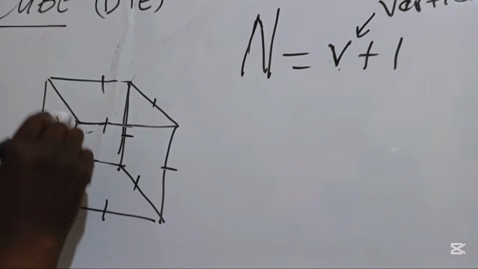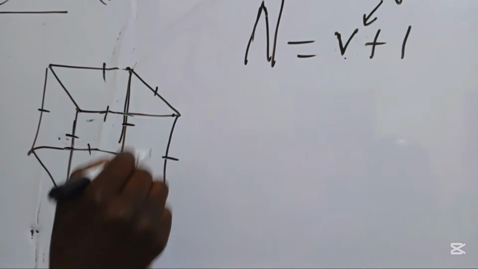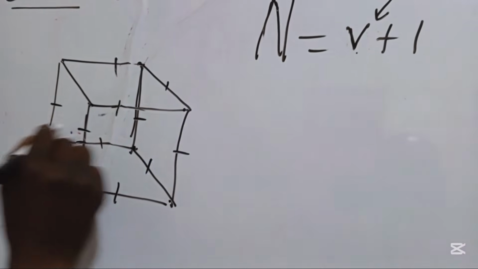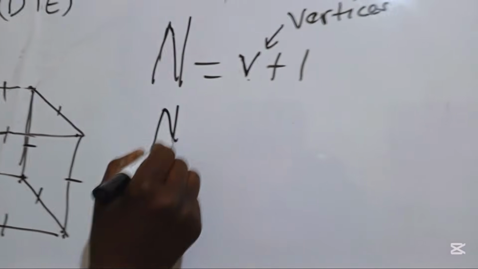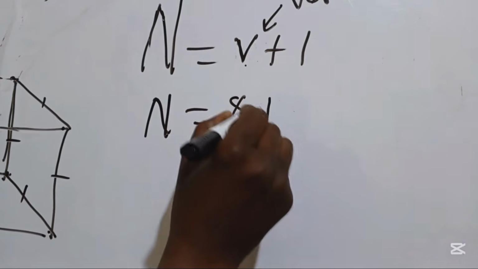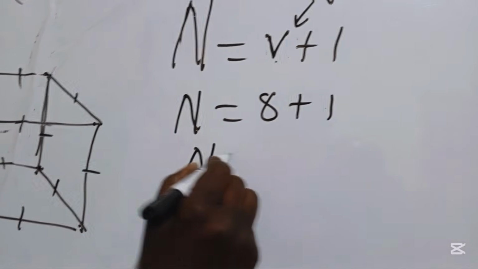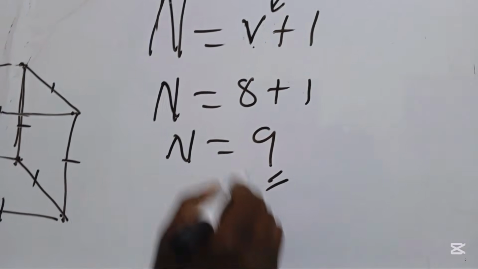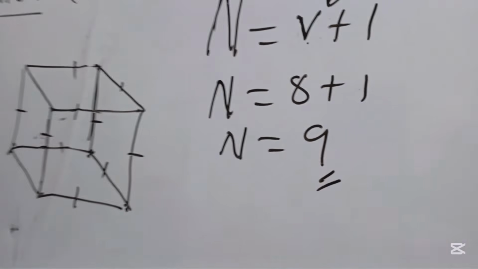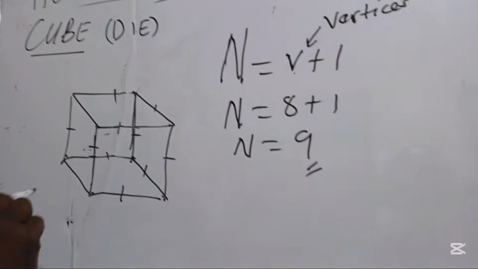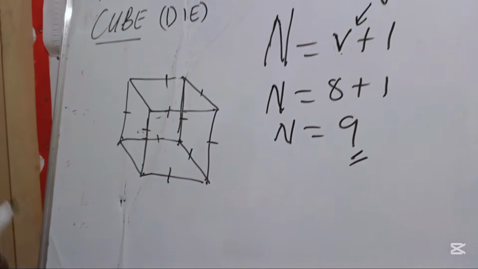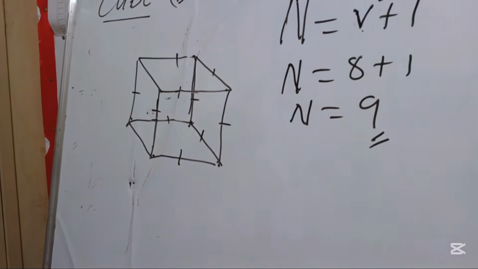So it has got 1, 2, 3, 4, 5, 6, 7, 8. So there are 8 vertices. So you have to say there are 8 vertices plus 1. So the planes of symmetry is 9. So how many planes of symmetry? The cube, for the cube only, this is how it goes. So it has got 9 planes of symmetry.